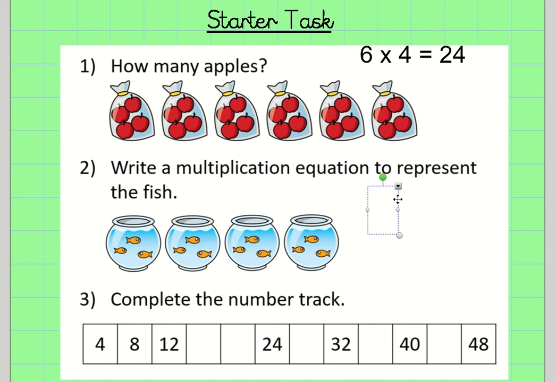For the second one, it says write a multiplication equation to represent the fish. Again, we need to think, how many bowls are there? There are 4 bowls, and how many fish are in each, which is 3. So 4 multiplied by 3, and in total gives us 12 fish.